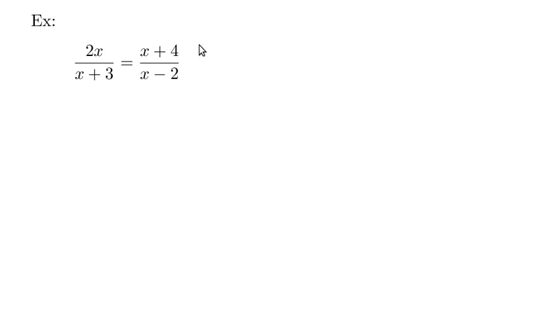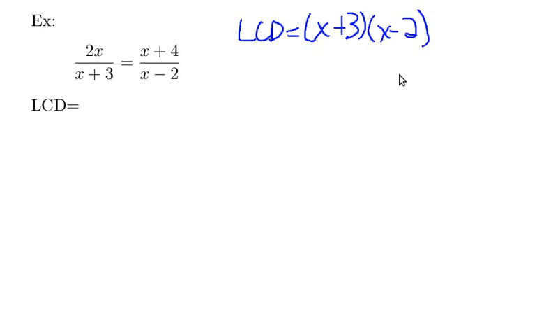Okay, so we need to find the lowest common denominator. The lowest common denominator is going to have an x plus 3. It's going to have exactly 1 because that's the most it occurs. And it's going to have an x minus 2 just once because it only occurs once. So the LCD is equal to x plus 3 times x minus 2.